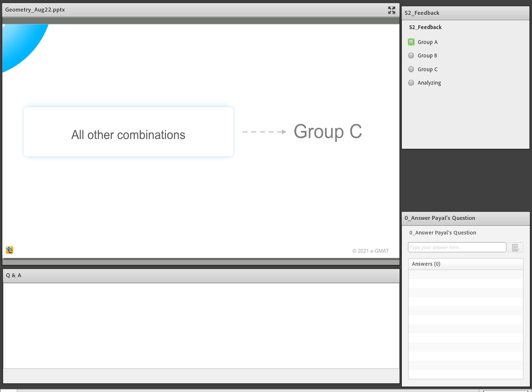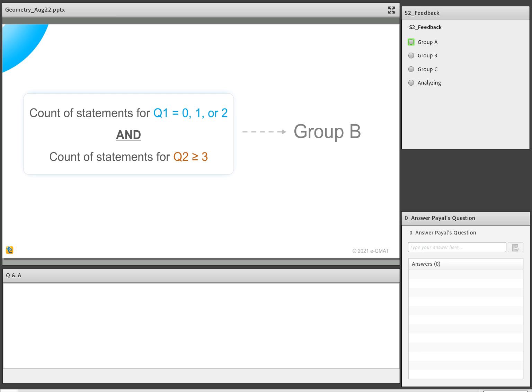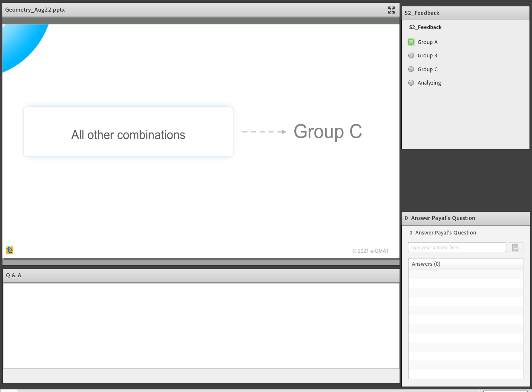All right, and people who had any other combination, by that I mean have marked more than 2 statements for question number 1 and fewer than 3 statements for question number 2, belong to group C, right? If you have not marked any of group A or B, please mark group C over here. All right, that is perfect.